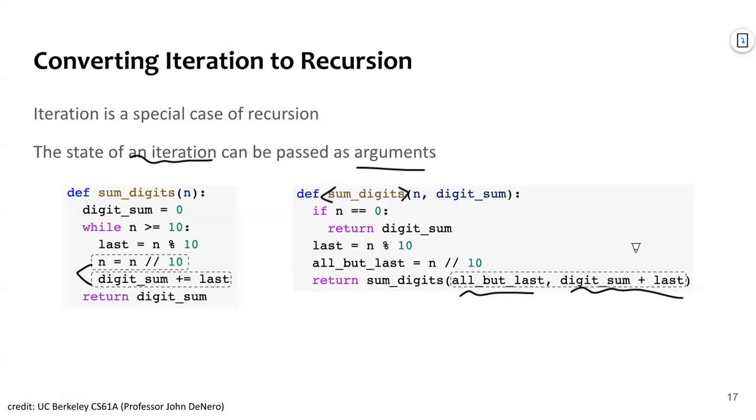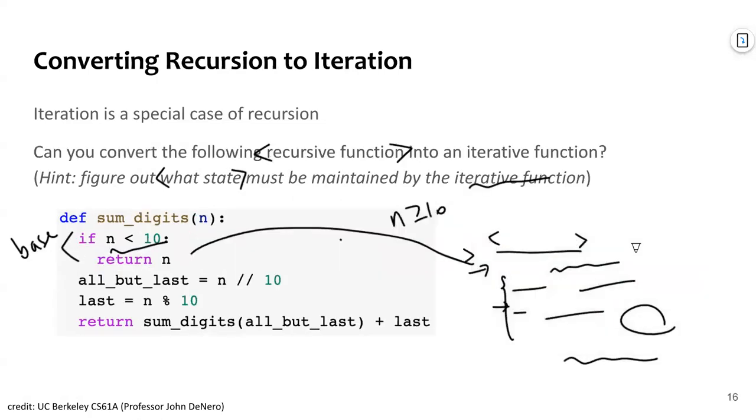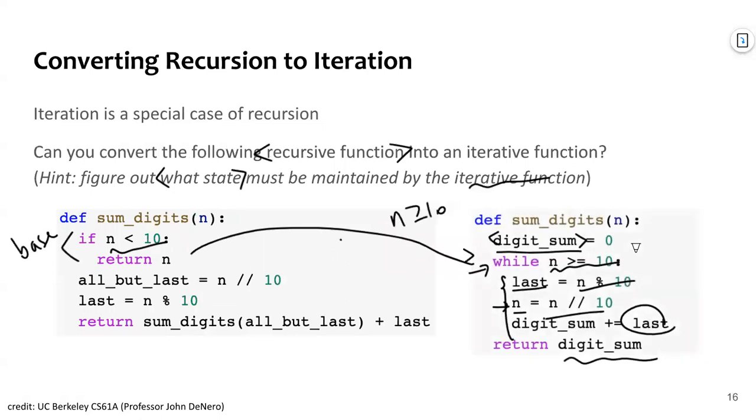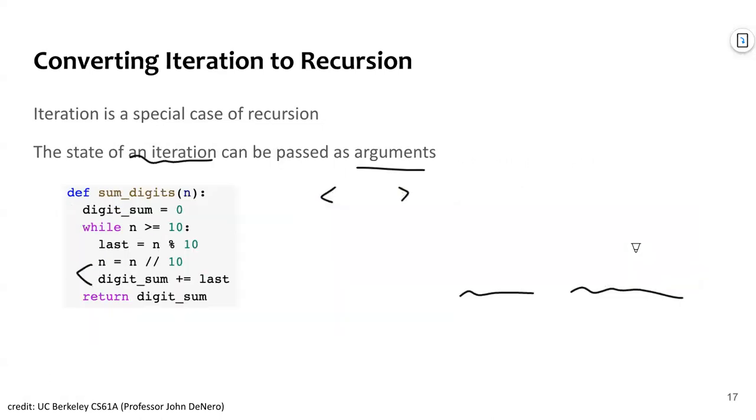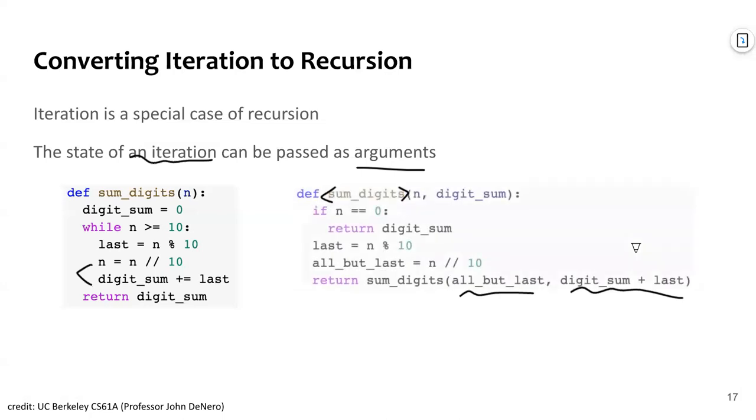All right. So when we are converting recursion into iteration, you need to think about what state you need to maintain. On the other hand, in the case of converting iteration into recursion, you need to think about what parameters or what states to pass as arguments or parameters. All right. So you need to think about those two things.